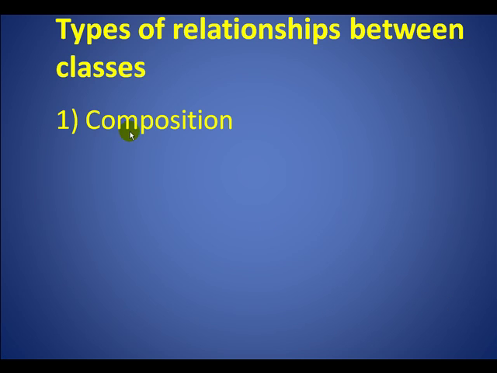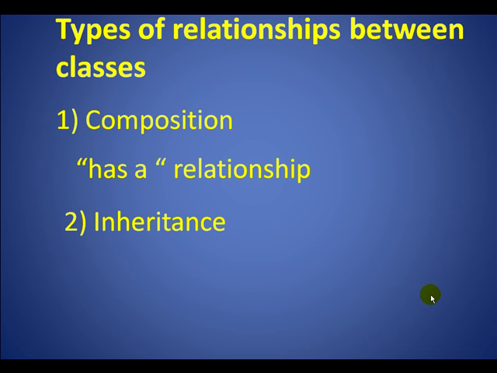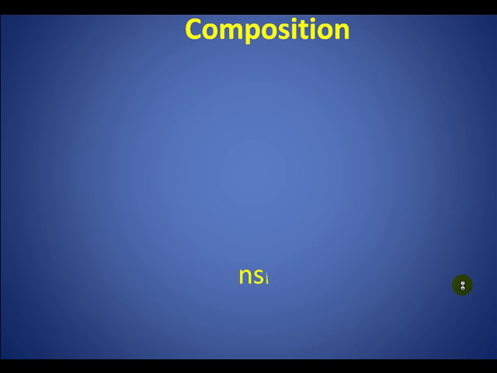The first type is called composition. This type of relationship can also be called a "has a" relationship. The second type of class relationship is called inheritance, which can also be called an "is a" relationship. Now, in this session, let's talk about the composition relationship between classes.